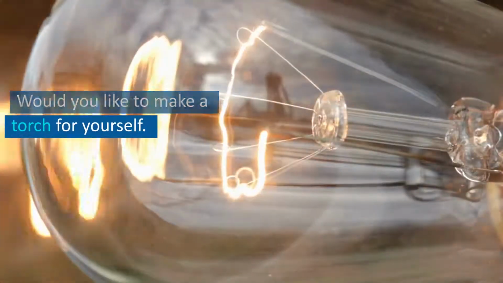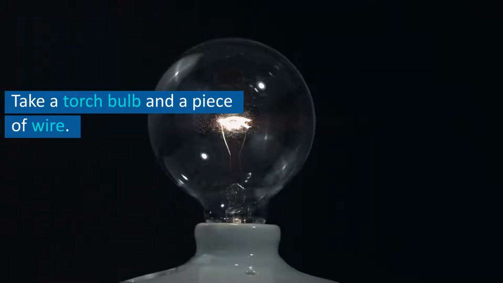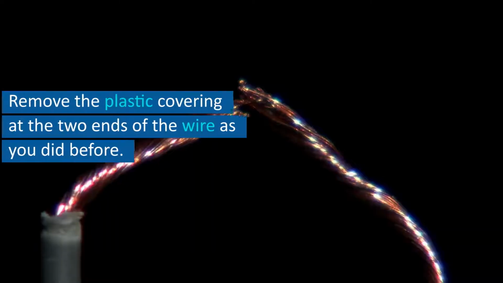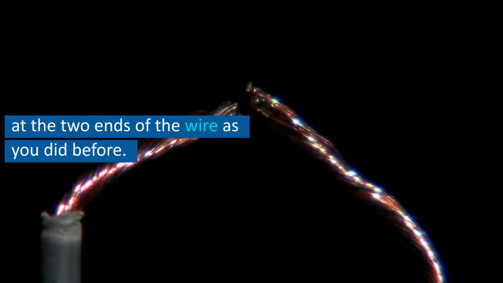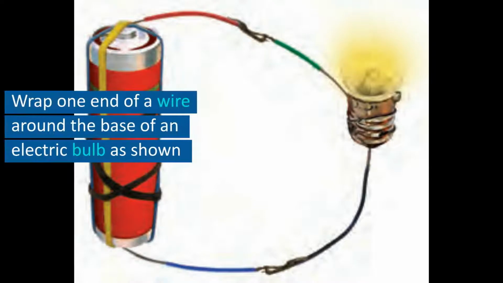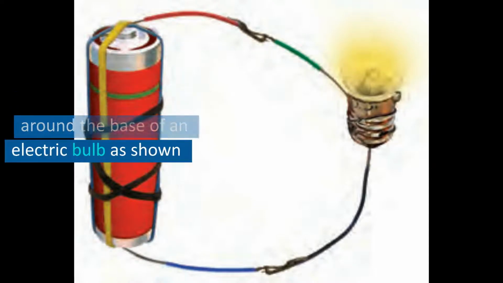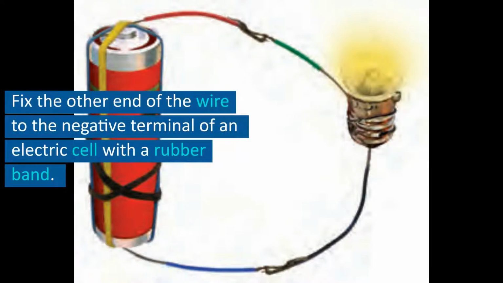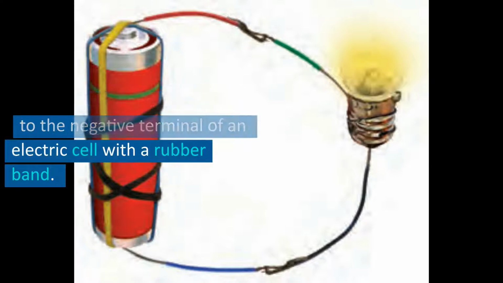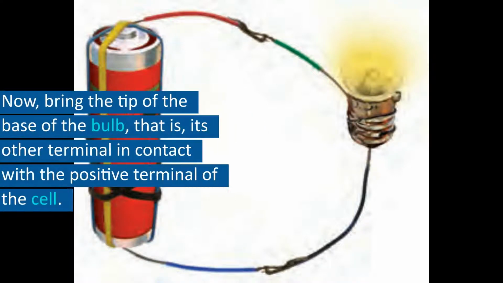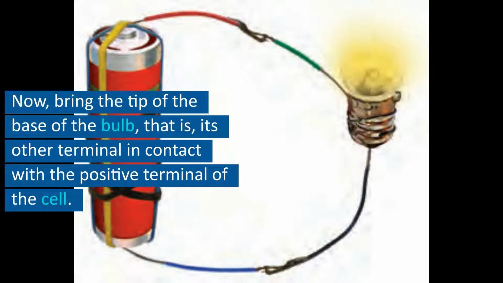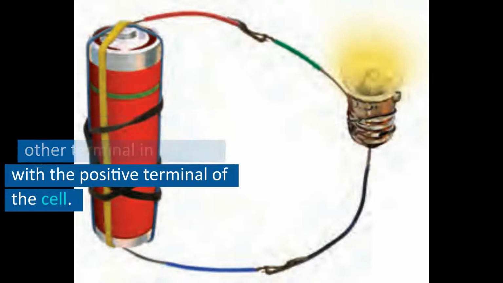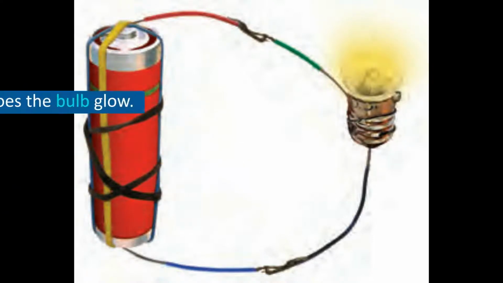Would you like to make a torch for yourself? Take a torch bulb and a piece of wire. Remove the plastic covering at the two ends of the wire as you did before. Wrap one end of a wire around the base of an electric bulb as shown. Fix the other end of the wire to the negative terminal of an electric cell with a rubber band. Now, bring the tip of the base of the bulb, that is, its other terminal, in contact with the positive terminal of the cell. Does the bulb glow?